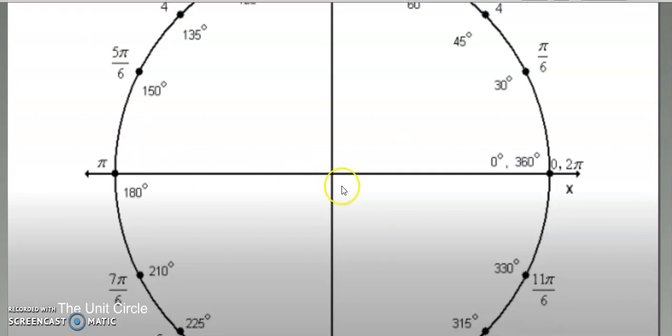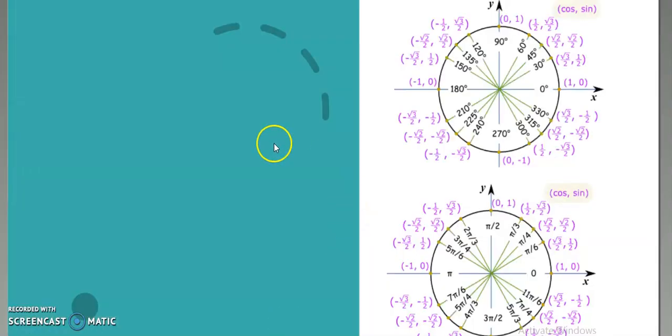So here's a picture, well, part of a picture, of the unit circle. And here are two more. We have one with degrees and one with radians. And as you can see, the x value is our cosine value and the y value is our sine value. And these are the different values when we use that unit circle. If you need more information on the unit circle, please refer to the lesson.